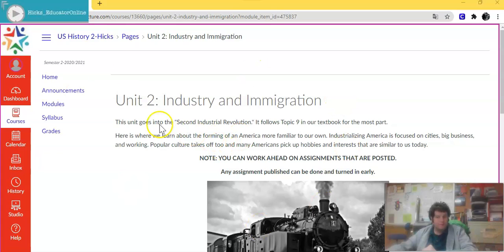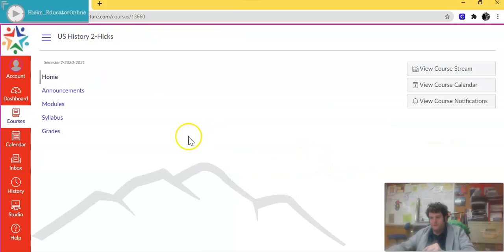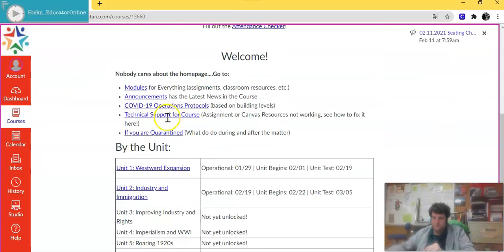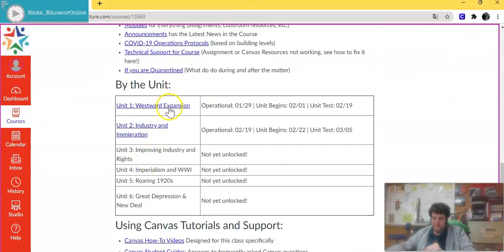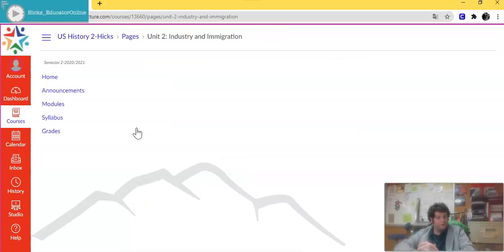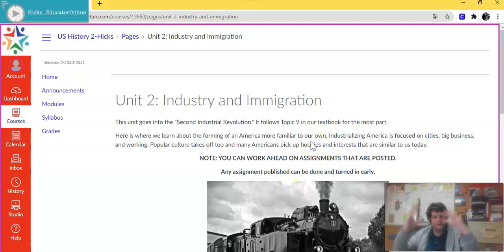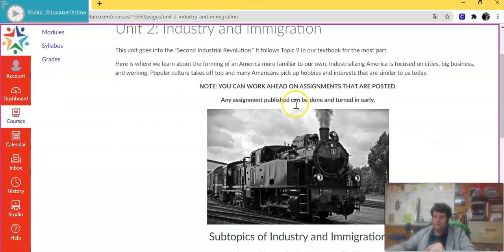This is the unit page. The easiest way to get to this unit page, now the link works, is by going from the home page. You can access the page from here. You can also access all materials through the modules page, but this page is a nice simplified organizational thing, and it loads quicker than the modules section.